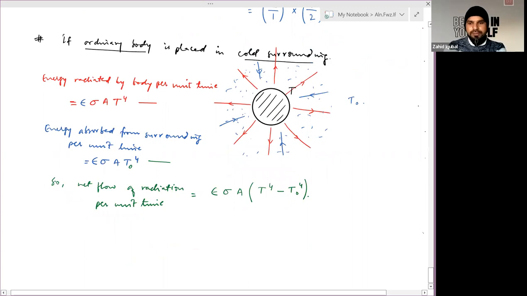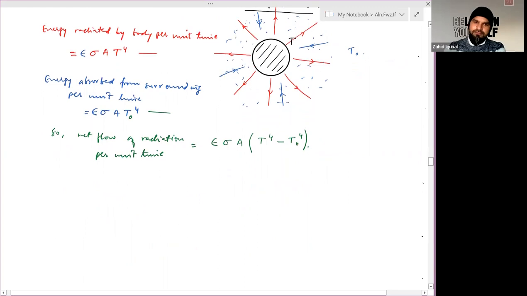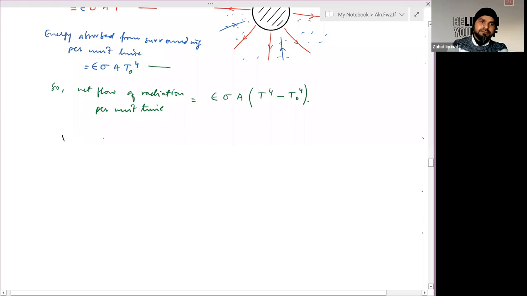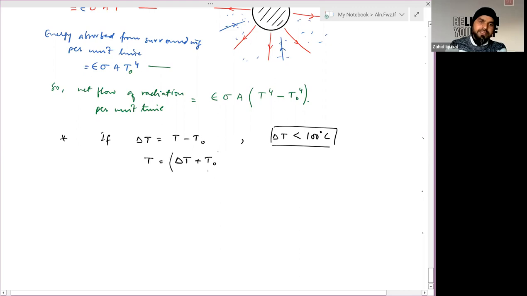Now on this basis, let me define it for any small temperature difference. If delta T equals T minus T naught, where delta T is less than 100 degrees Celsius, I'm considering. So you may write T equals delta T plus T naught. If you put this value of T in the above expression, the net flow of radiation per unit time may also be written as dQ over dt equals epsilon A sigma, and in place of T we write T naught plus delta T to the power 4 minus T naught to the power 4.